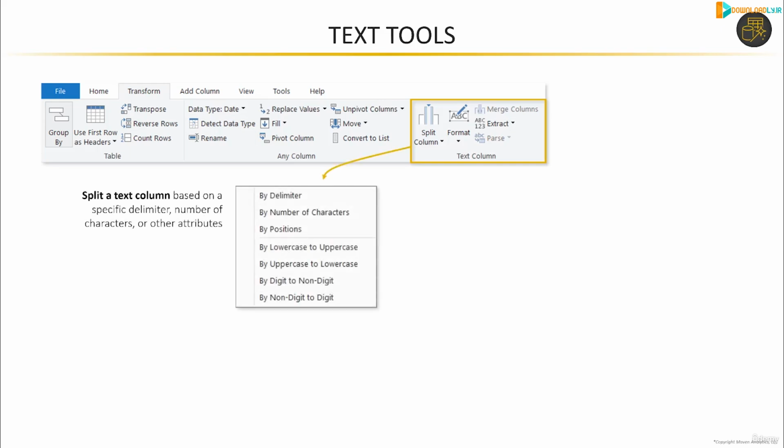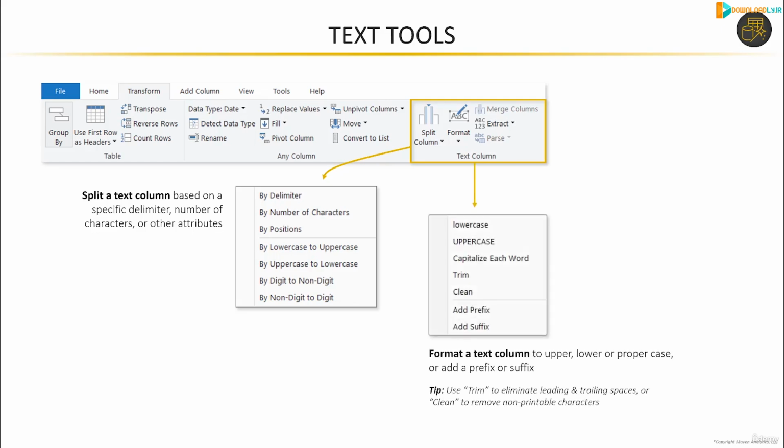So for one, we can split up a column based on a specific character or delimiter or based on a number of characters. We can format any of our text columns using basic formatting options like lowercase, uppercase, proper case, which is capitalizing the first letter of each word, or we can use tools like trim, which eliminate leading and trailing spaces, or clean, which does the same thing and also eliminates non-printable characters.